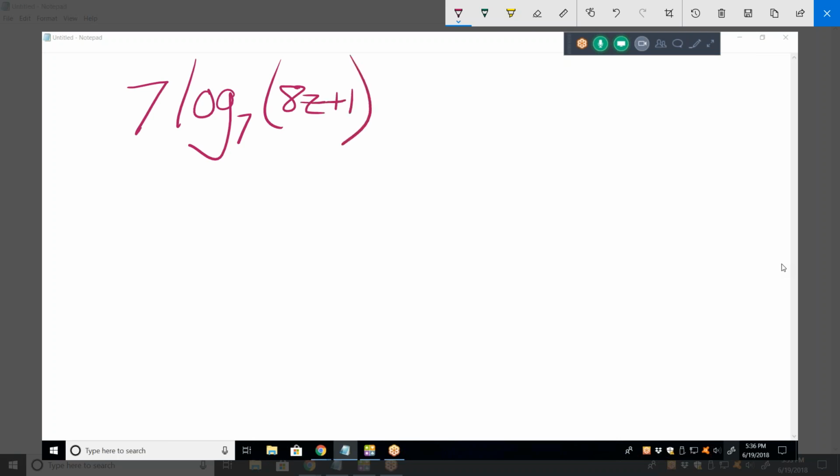Okay, I have another one like it. So 7 log base 7 parenthesis 8z plus 1 close parenthesis plus 1/4 log base 7 open parenthesis z plus 4 then close.